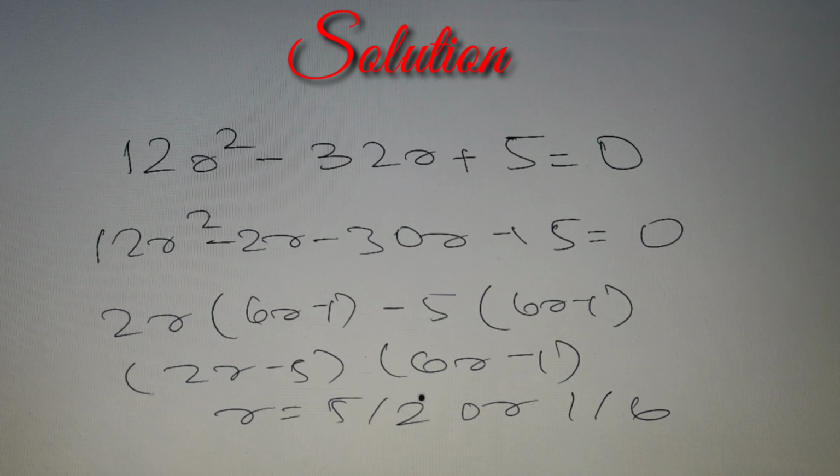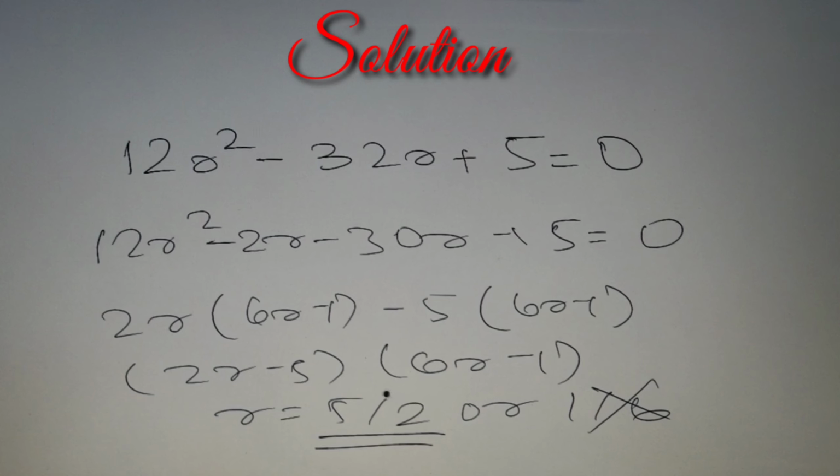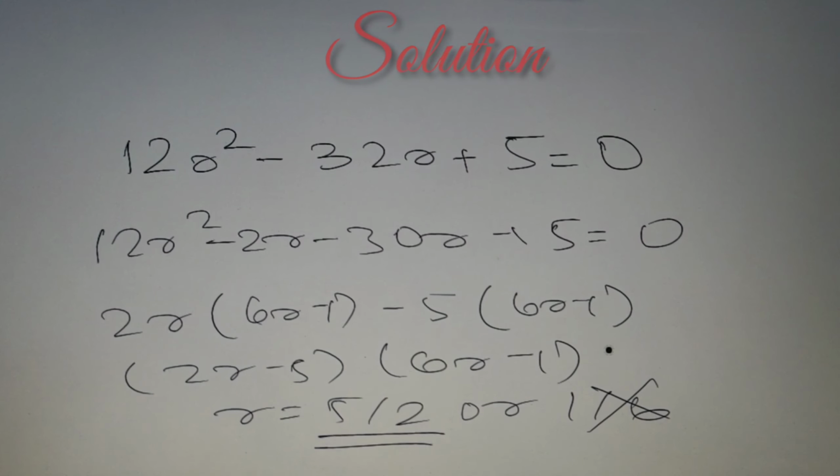Now according to our given question, r must be greater than 1 because it is an increasing geometric progression. So the value of r must be 5 by 2 and not 1 by 6. So according to our given options, it is option number C, 5 by 2.